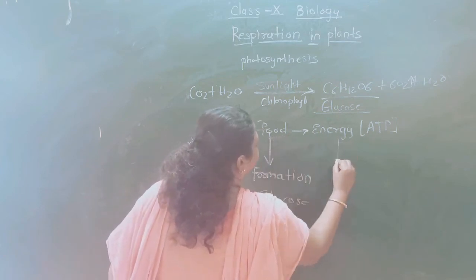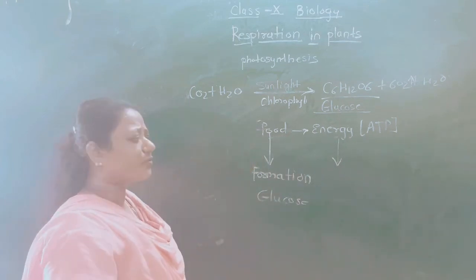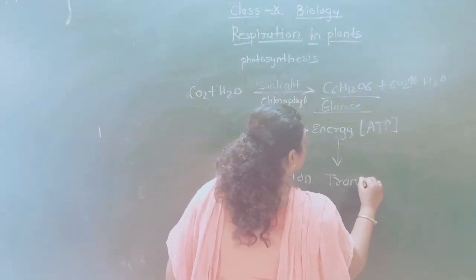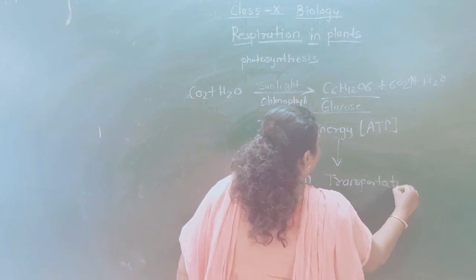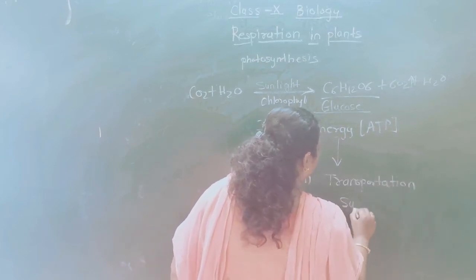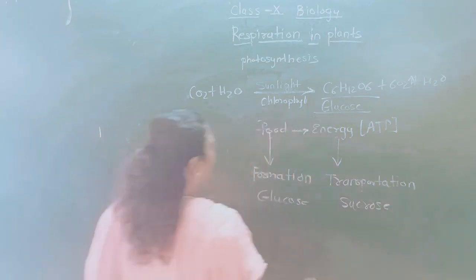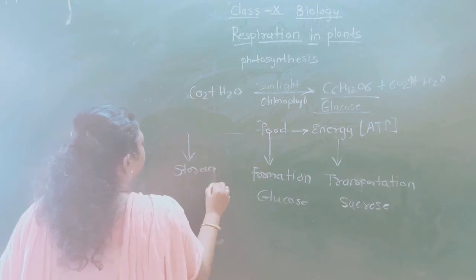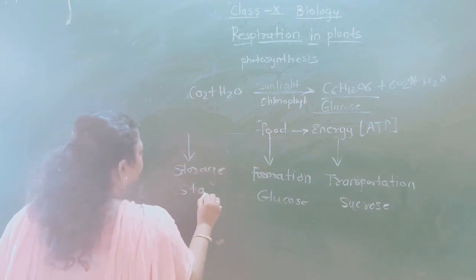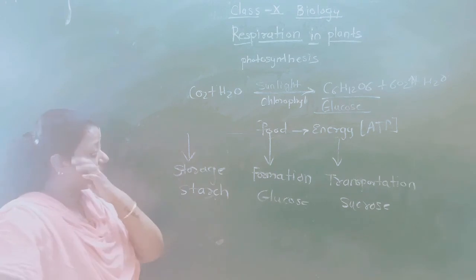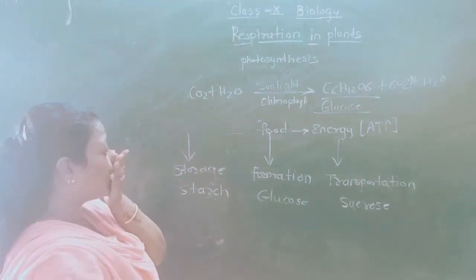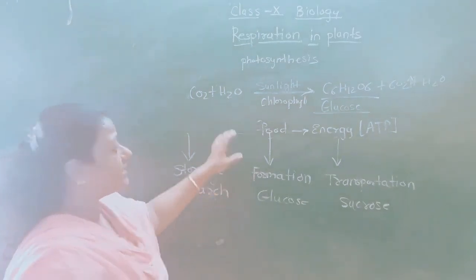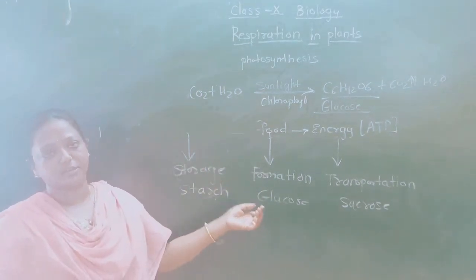When plants are supplying this food from one part of the plant to another part, that is called as what? Transportation. At that time that food is in the form of sucrose, and when plants are storing that food, that is called starch. It does not mean that whenever the plants are preparing their food, they utilize all of it at the same time. Some food they are storing for further use.